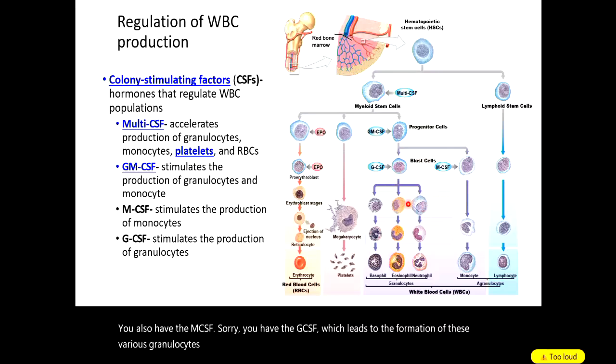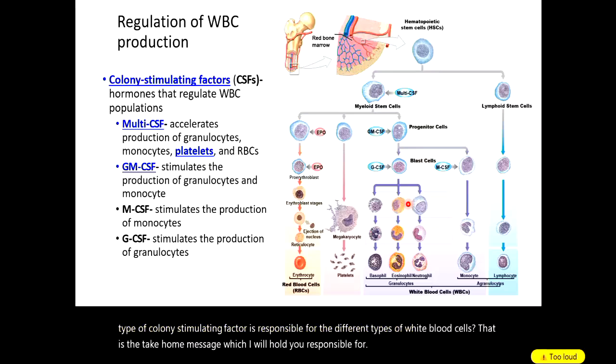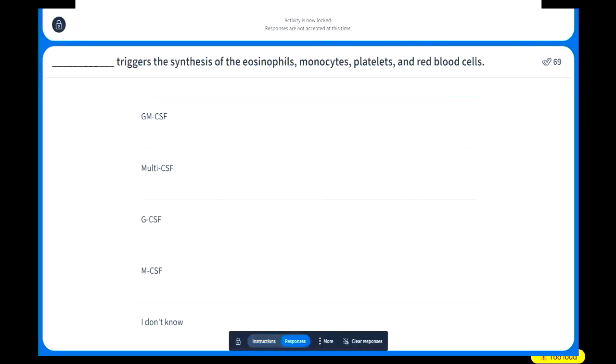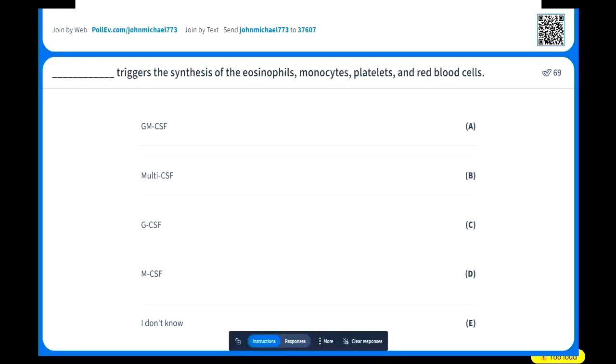And the take-home message from this entire slide is what type of colony stimulating factor is responsible for the formation of various white blood cells. I'll repeat, what type of colony stimulating factor is responsible for the different types of white blood cells. That is the take-home message which I will hold you responsible for. And to highlight that take-home message, here is a Poll Everywhere question.